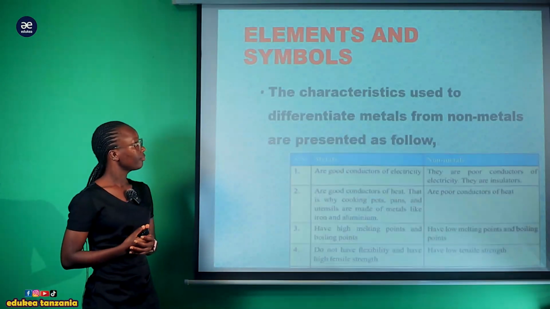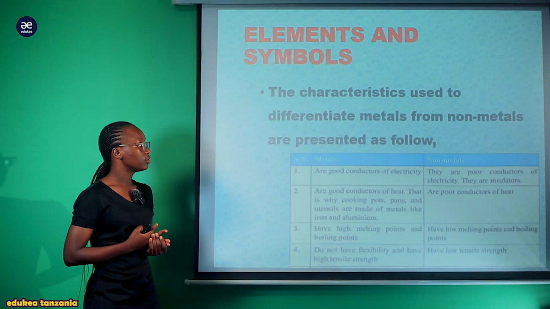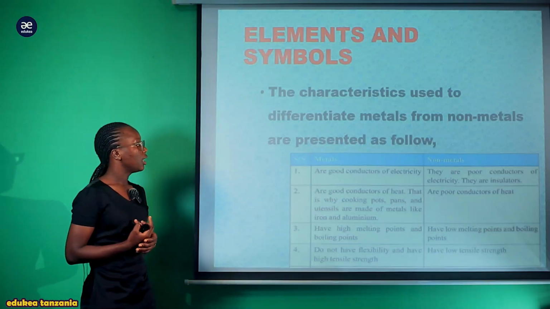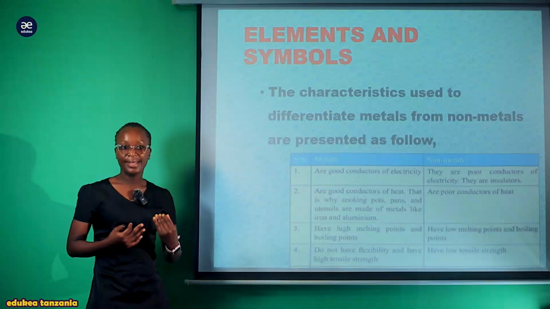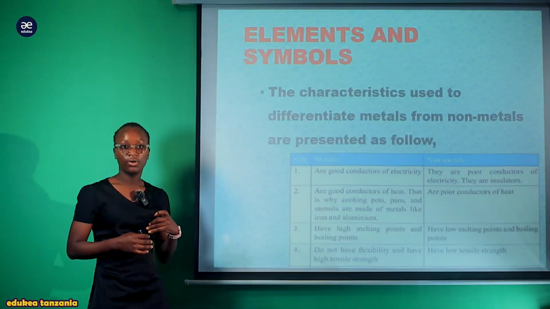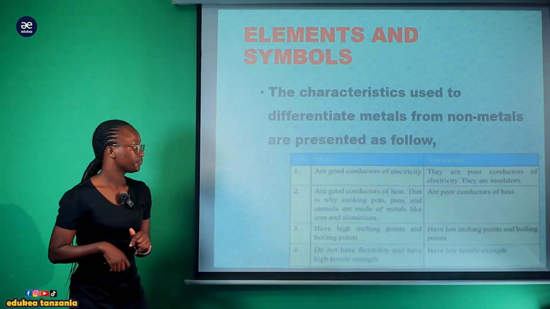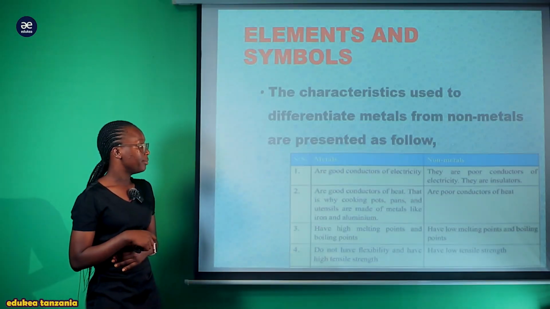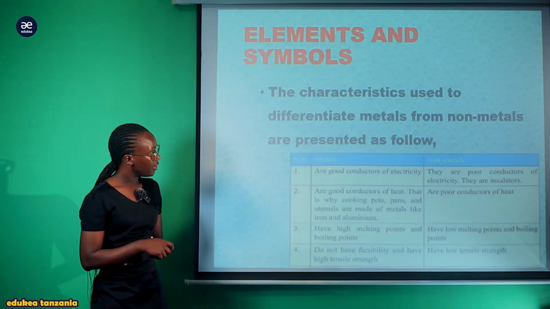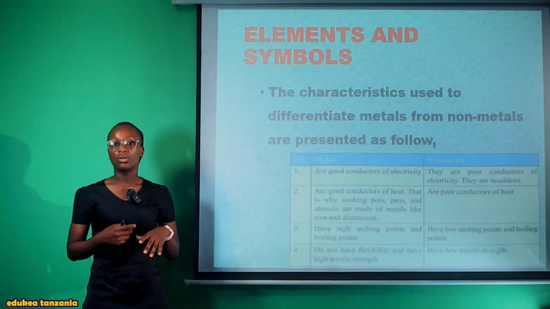Kwamba hizi ni sifa ambazo ukiona hii sifa unaweza kujua this is for metals element or this is for non-metal. Let us see in metal while there is non-metal. In metal, first one are good conductor of electricity. Kwamba metals ni good conductor of electricity. Their ions are very good katika kuconduct umeme. But you can see non-metals, they are poor conductor of electricity.